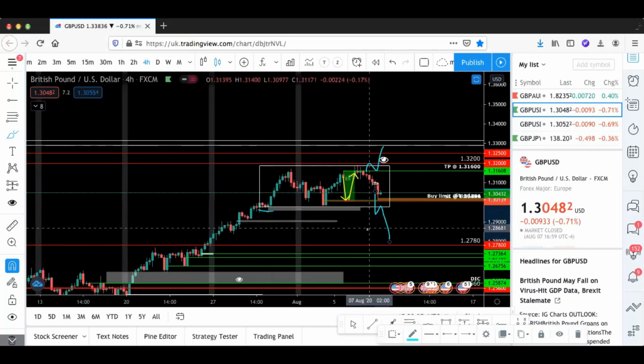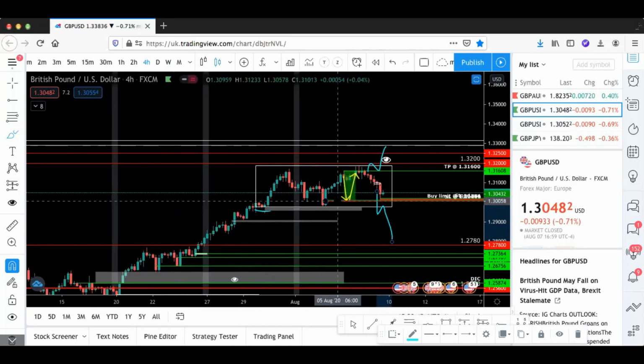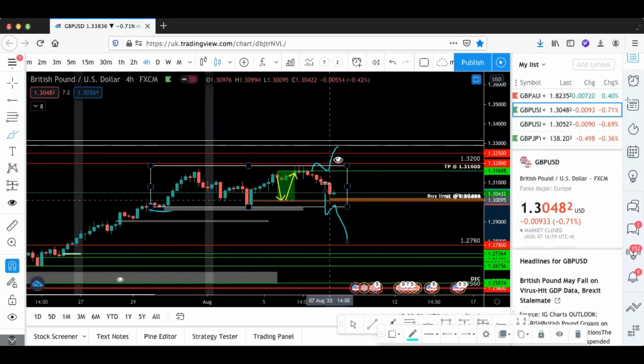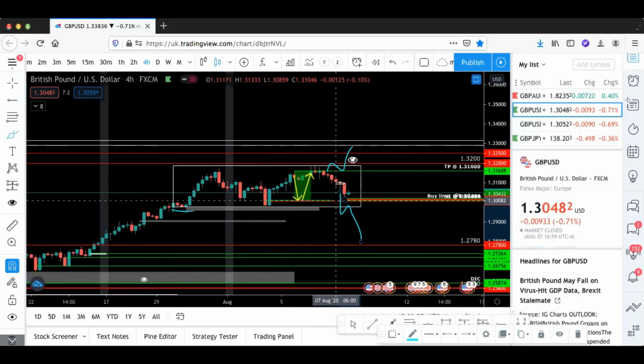It's all again dependent on the dollar index, how it moves, and we cannot force the market. We have to see what the market is going to give us. In the meantime, we will update you on our Telegram group if we find any potential trade setup.